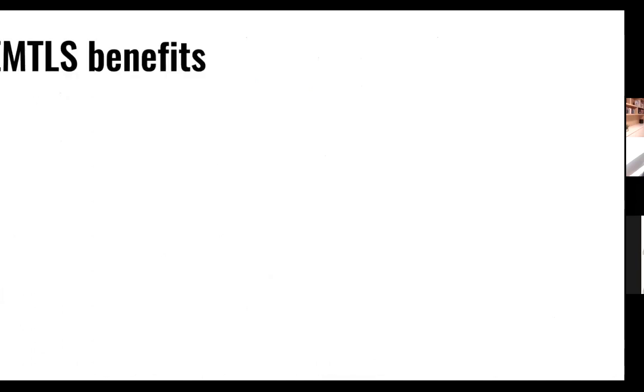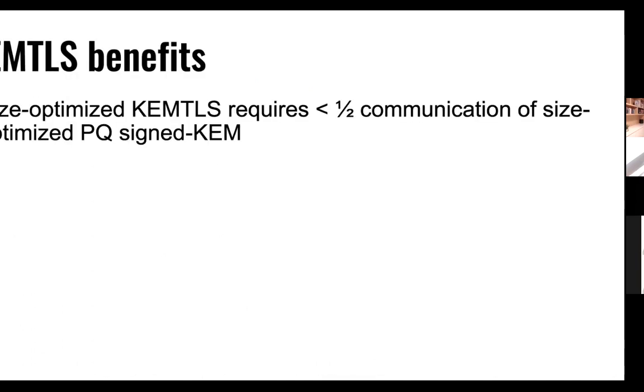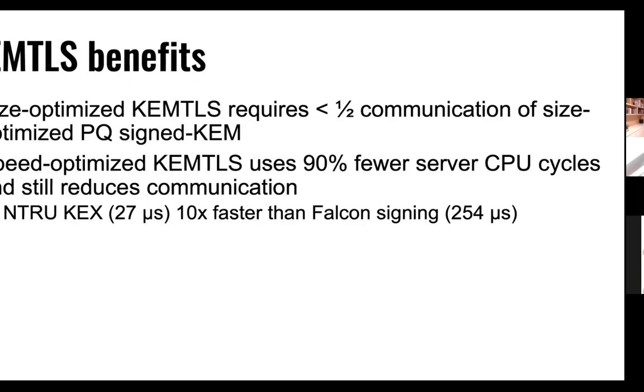Okay, so to maybe comment just a little bit more on KEM TLS, there are several benefits. I think I've mentioned that with size-optimized KEM TLS, we can achieve less than half the communication size of size-optimized post-quantum signed KEM versions of TLS. And if we aim for speed optimized, although it didn't show on the graph that I showed you, in some scenarios we can do with substantially fewer server CPU cycles and still reduce communication sizes. And this is because for some of our algorithms like NTRU, key exchange is much faster than the corresponding Falcon signing.